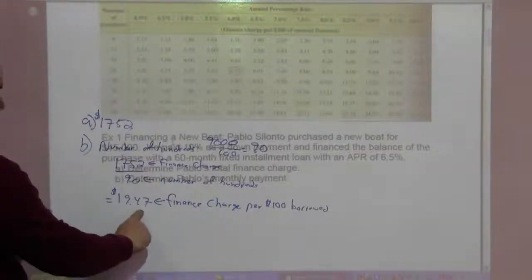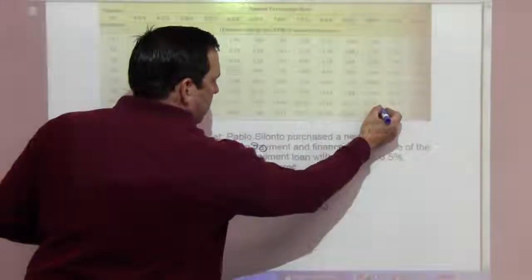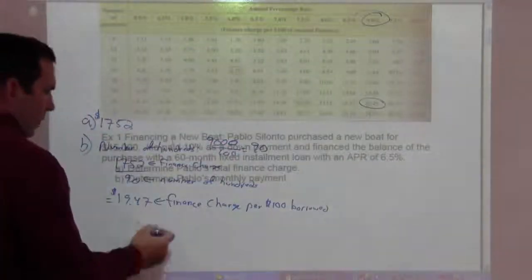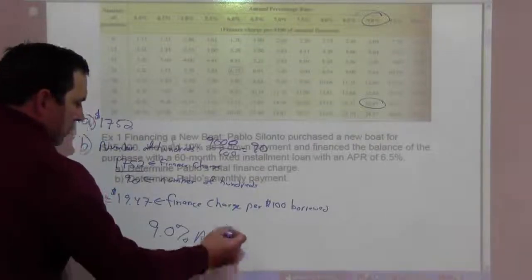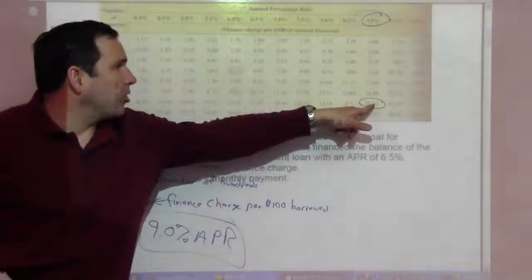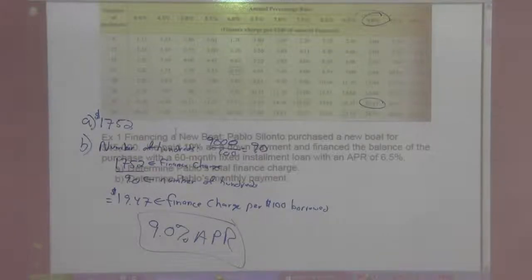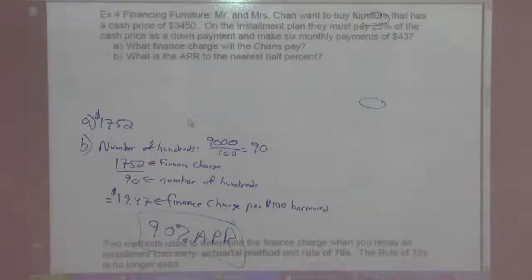So we're looking for 19.47 on the 48-month part. 48-month, 19.47, that's the closest, 19.45, and that corresponds to 9.0%. Okay, so we looked at 48 months, what was our finance charge per $100, and found it on the chart. And you can pause to get the rest of that if you want, otherwise I'm going to move on to example 4.